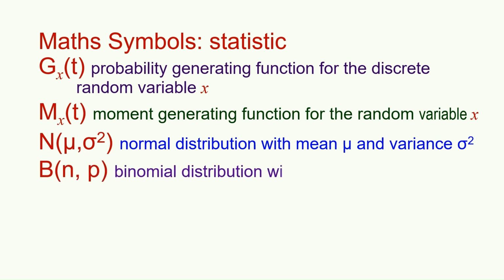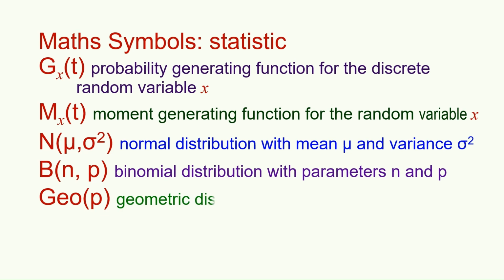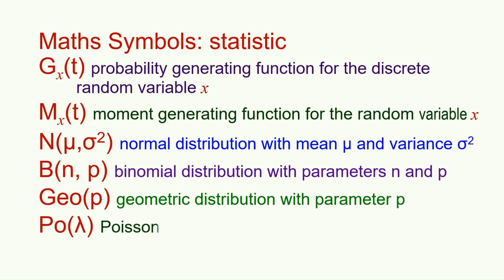B(n, p): binomial distribution with parameters n and p. Geo(p): geometric distribution with parameter p. Po(lambda): Poisson distribution with parameter lambda.